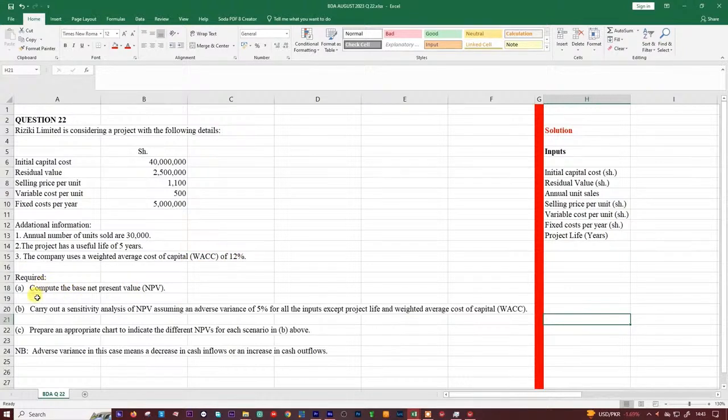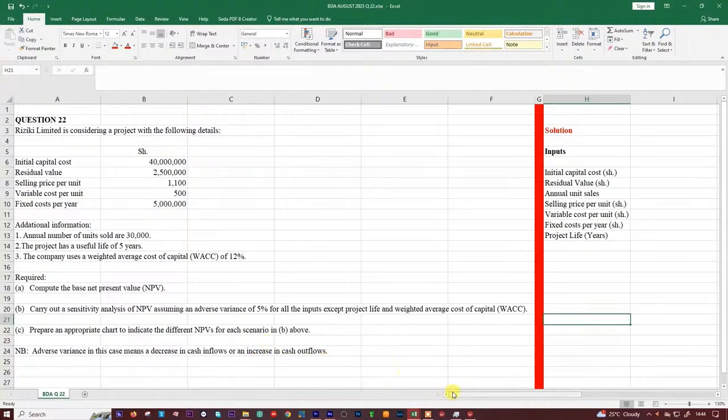Required, A, compute the base net present value. B, carry out a sensitivity analysis of NPV assuming adverse variance of 5% for all inputs except project life and weighted average cost of capital. C, prepare an appropriate chart to indicate the different NPVs for each scenario in B above. Note, adverse variances in this case means a decrease in cash inflows or an increase in cash outflows.